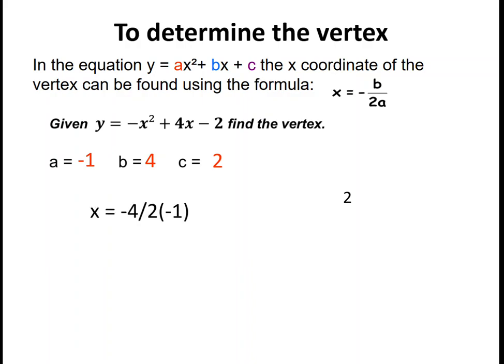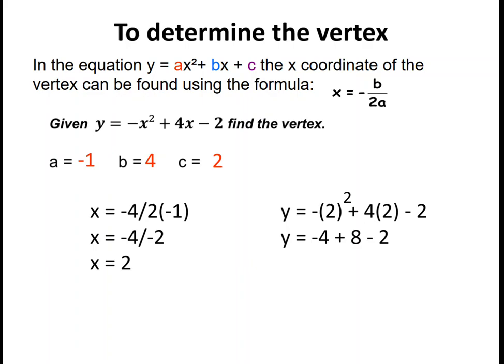We're going to substitute those in, so I'll have -4 over 2 times -1. When we simplify that, we have -4 over -2, which just gives us 2. So that is the x value of the vertex. We can take that and replace it for x into the equation to find y. So when I do that, we will replace the x with 2 in both cases. When I simplify, we will have -4 plus 8 minus 2. And so that will give us 2 again. So that means that our vertex is 2, 2.